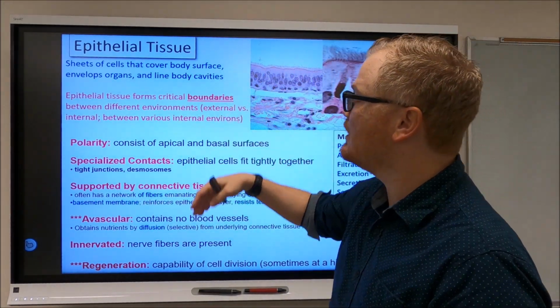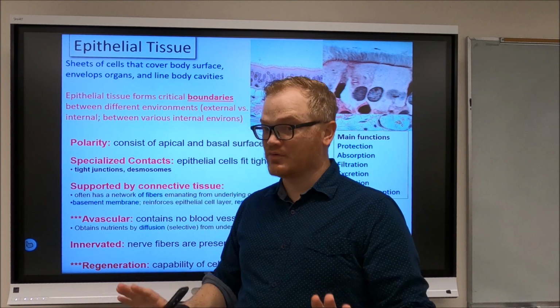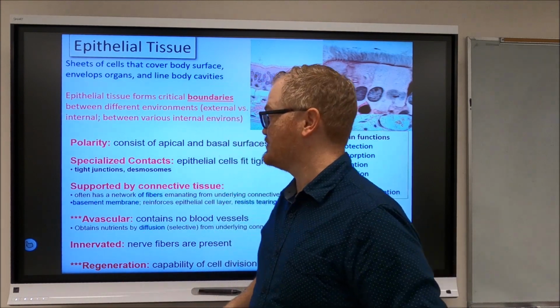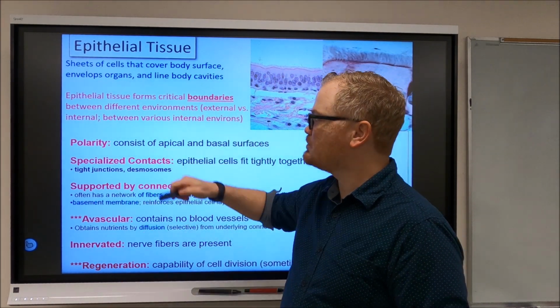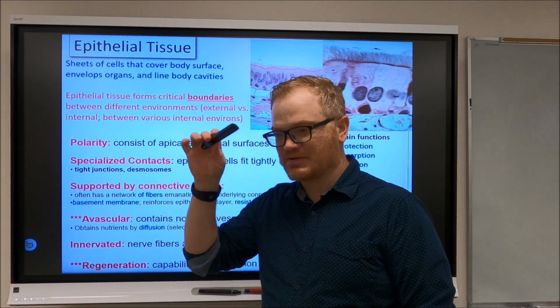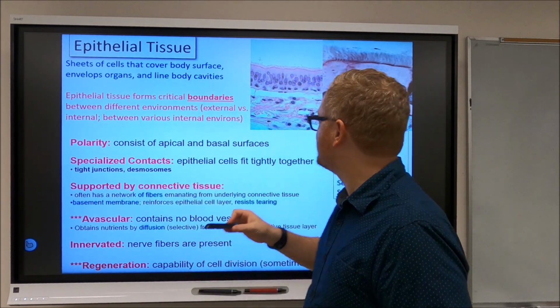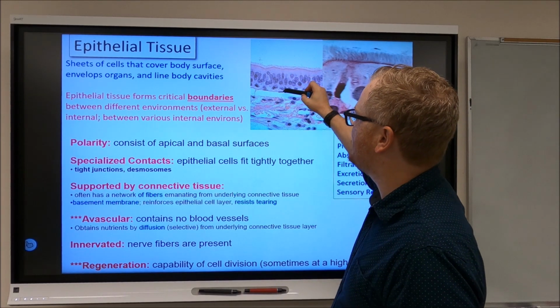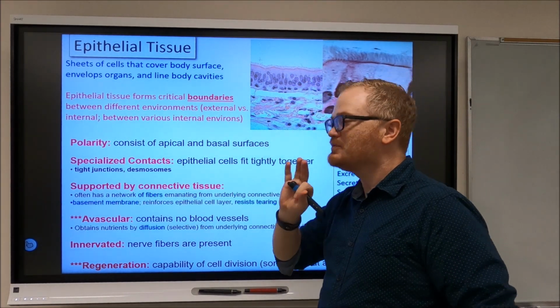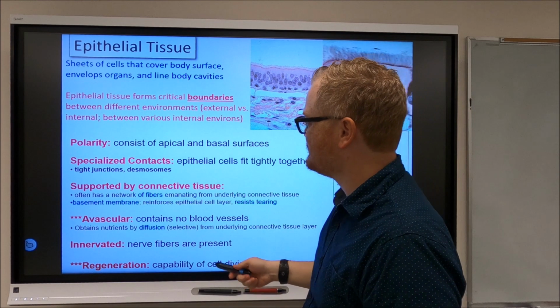Now, epithelia all display some similar characteristics, and you need to be familiar with these characteristics. One, they display polarity. That simply means they tend to have a top and a bottom. Okay, so the cells can look quite different at the top than they do at the bottom. That's a classic concept of epithelia.